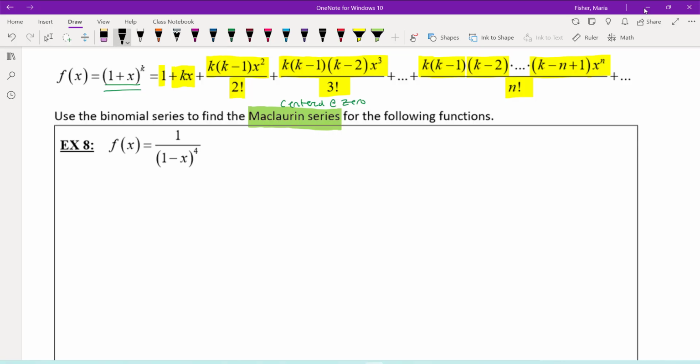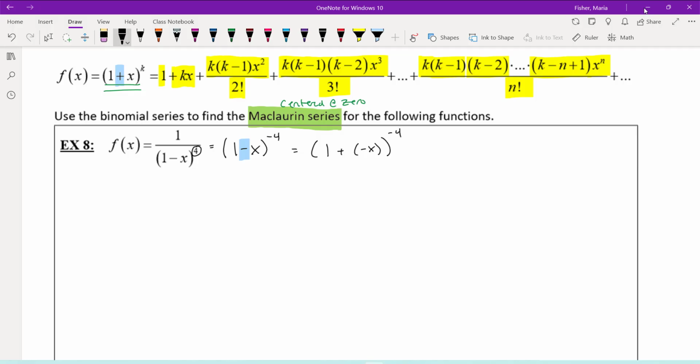Well, I know that in order to get it out of the denominator, I have to make this exponent negative, so I could rewrite this as 1 minus x raised to the negative 4th power. I also need this guy to be a plus sign. It's not a plus, but I know that I could make it a plus by saying 1 plus negative x, and again all of this raised to the negative 4th power.